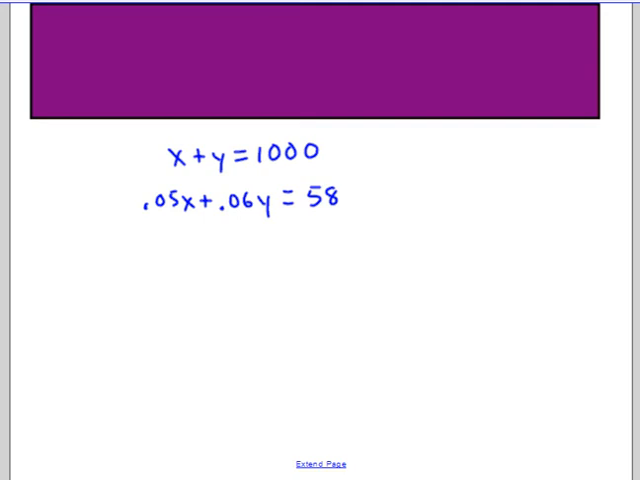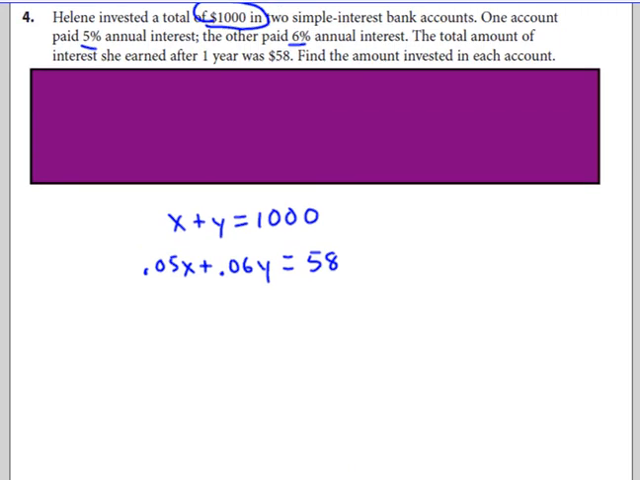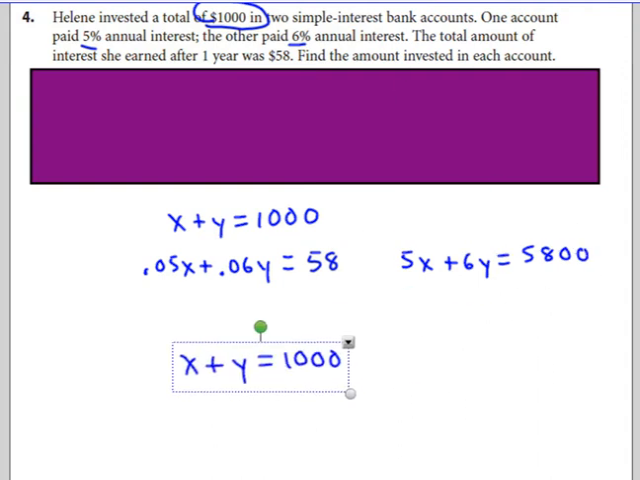All right, now, you guys, we can do the same thing I did in that last problem. I don't like decimals. I know you don't. So I'm going to leave this top equation just like it is. But the bottom equation, I'm going to multiply by 100. And I'll get 5x plus 6y equals 5,800. Guys, look at that. We've got 2 equations, 2 unknowns. I'm going to rewrite it down here.